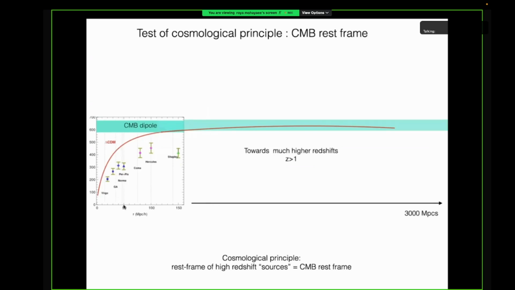Also, I've shown you that we are going farther and farther away. We started from Virgo, then the Great Attractor, then Shapley, but we are still local as compared to the scale of the CMB. Here we are at best at about 150, 200 megaparsec. The CMB is at a redshift of 1,000, at gigaparsecs. It would be very nice to see what's going on there. We don't really have much data.